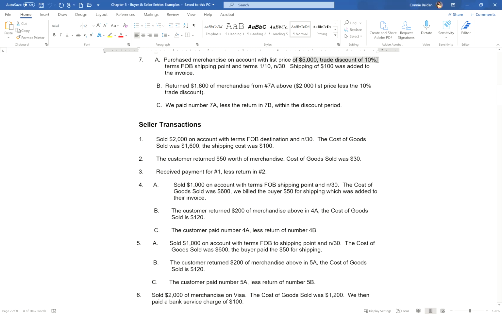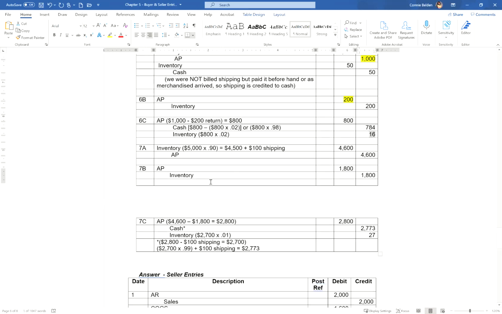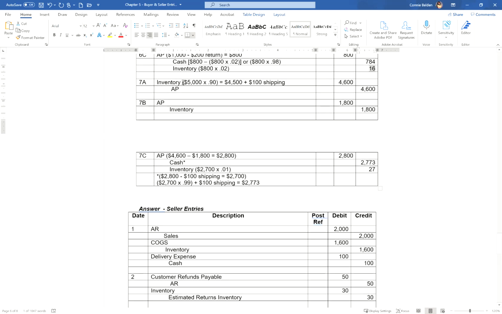So let's start out. First of all, we can take that trade discount up front. So we get a 10% trade discount on the $5,000. And remember also that we are paying $100 of shipping that is being added to our invoice. Basically the trade discount results in we owe 90% of it. So let's take a look at the journal entry. We'll take 5,000 times 90% because we get a 10% trade discount. So that gives us 4,500.